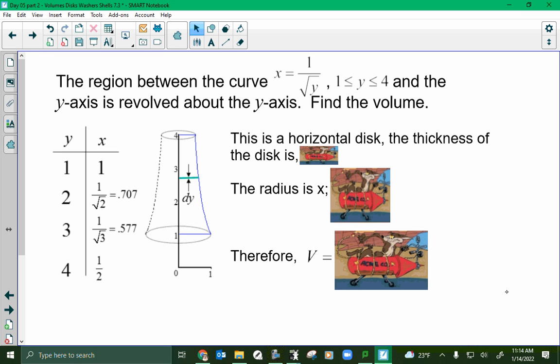We'll finish this in the next problem, and we'll stop there, and then we'll do a second video for this last lesson on the washers.